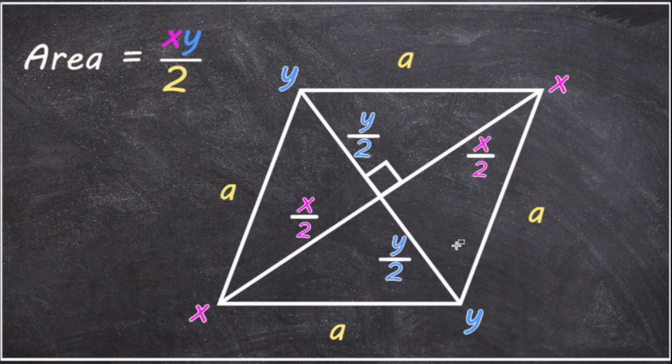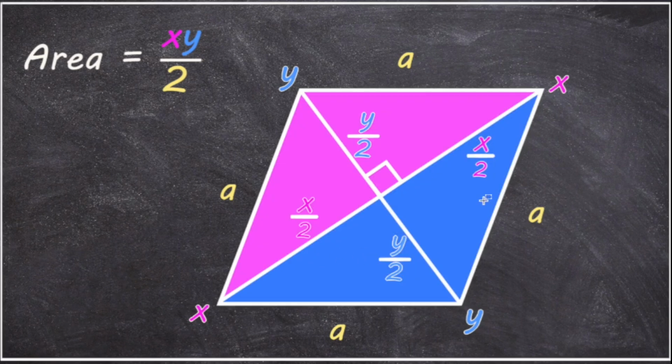And now, with this setup, we can show exactly why the area of a rhombus is given by x times y over 2. Now, looking at the two triangles, you can see that the sum of the area of these two triangles must be equal to the area of the rhombus. So we should be able to get this area by finding the area of one of the triangles and doubling the result, because remember, these two triangles are identical.